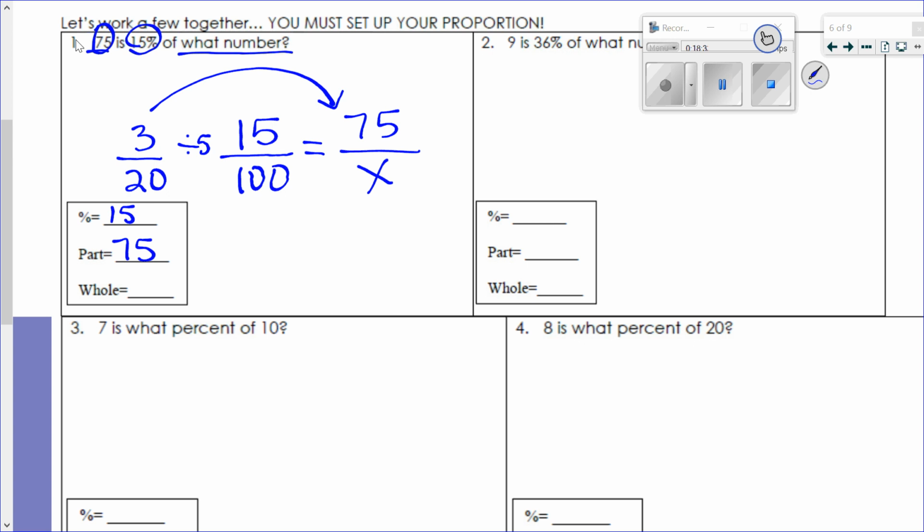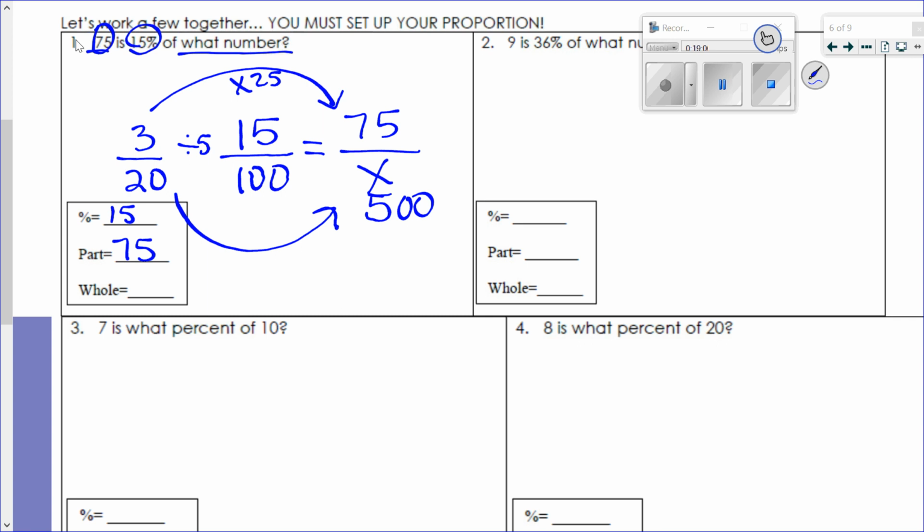I feel like the other way was so much easier. Oh, wait. How many? By 25. Okay. Now, so 20 times 25 is what? 500. Okay. Is this what we got?